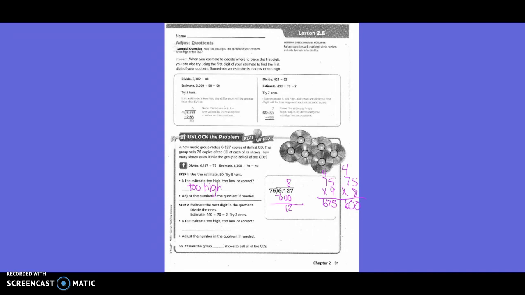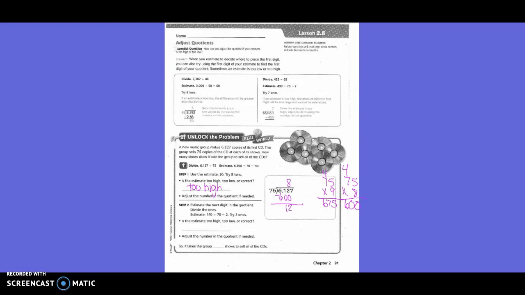Alright, step 2, it says estimate the next digit in the quotient, divide the ones. Estimate 140 divided by 7. 7b equals 2. So try 2 ones. So if we took 75 times 2, so just knowing previous knowledge, how much is 3/4? 75 cents. So if I took that 75 cents and doubled it, so I'd have 6/4, right? What would that get me? $1.50, so 150, right?